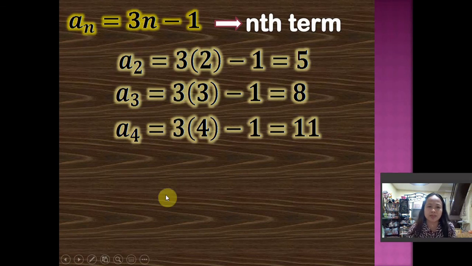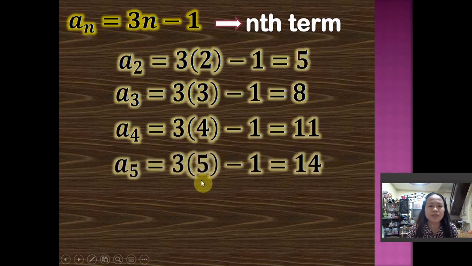For the fourth term, since it's the fourth term, our n here will be replaced with 4. So 3 times 4, that is 12. Minus 1, and that is 11. For the fifth term, again, it's the fifth term, so our n here will become 5. So replace n with 5. We have 3 times 5, that's 15. Minus 1, that is 14. So that's our fifth term.